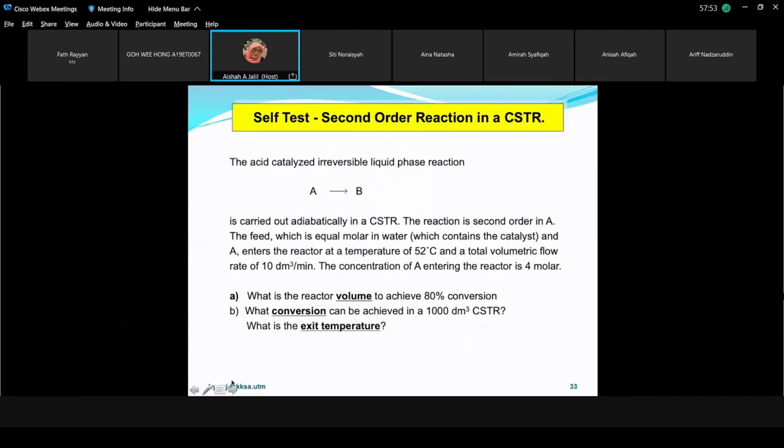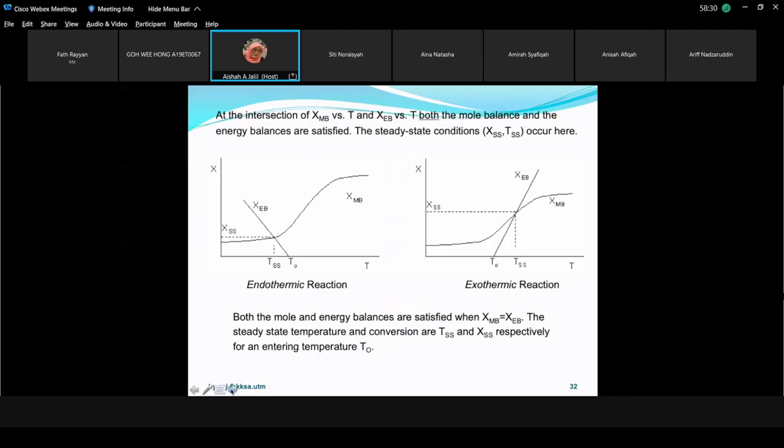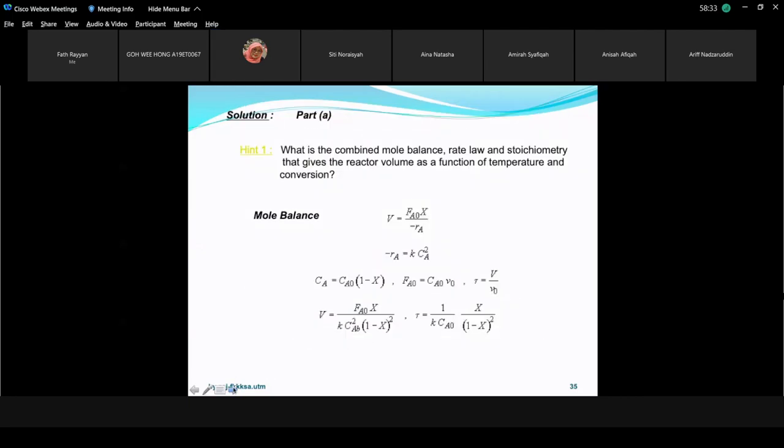52 you have to convert to Kelvin, 325 Kelvin, and then other additional information they give you, this one. Why they give you? Because this is chapter 8 that you have to calculate for this one. Okay, so how do they calculate? Wait. The K is given at 20 degrees Celsius, this one. But at 52 degrees Celsius, this 325, there is no K. So you have to calculate. Okay. So this is part 1.